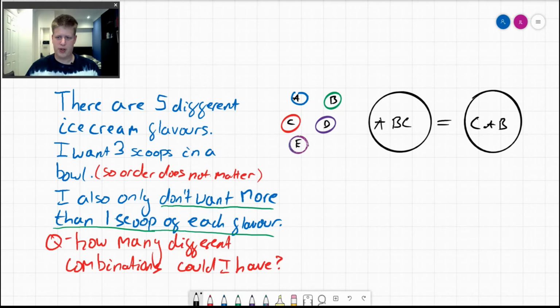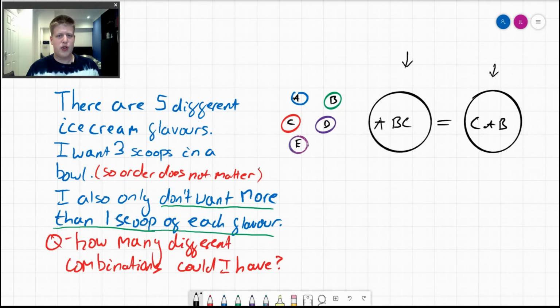So here are my bowls here, and you can see that because I'm putting them in a bowl, the order I put them in doesn't matter. So having it ABC in that permutation, we're going to say is the same as having it as CAB. And I also don't want any more than 1 scoop of each flavour, so there's no repetition. My question is, how many different combinations of ice cream could I have?